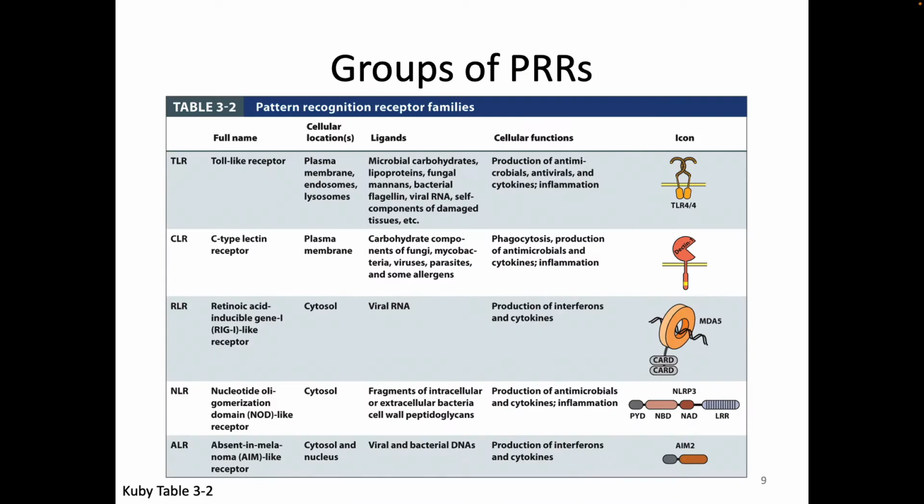After the TLRs were described, some other types of pattern recognition receptors were described. In general, they have families. There's not just one member. We see multiple proteins that do similar things. I'm not going to talk about these.